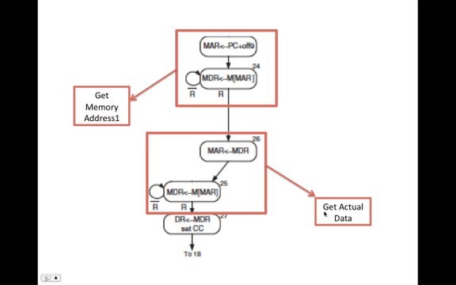Step 2 is where we actually get our desired value. We copy the content from the MDR, which has memory address 1, back over to MAR. Now we acquire the actual value from the MAR and store back into the MDR, and then store this desired value into the destination register. So in essence, if you notice, what we actually just did was pretty much two load instructions.